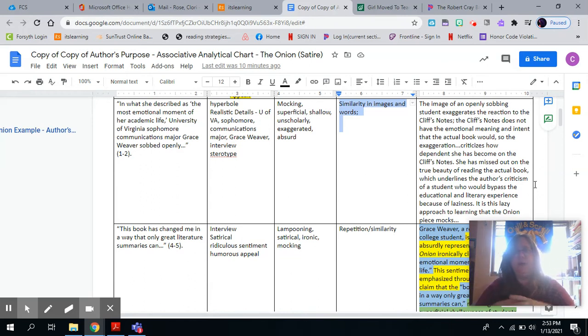Okay. So the image of an openly sobbing student exaggerates the reaction to the Cliff's Notes. The Cliff's Notes does not have the emotional meaning and intent that the actual book would. So the exaggeration criticizes how dependent she has become on the Cliff's Notes. She has missed out on the true beauty of reading the actual book, which underlines the author's criticism of a student who would bypass the educational and literary experience because of laziness. It is this lazy approach to learning that The Onion piece mocks.